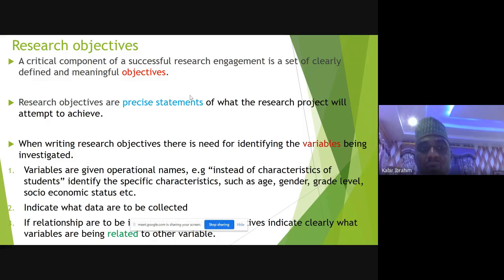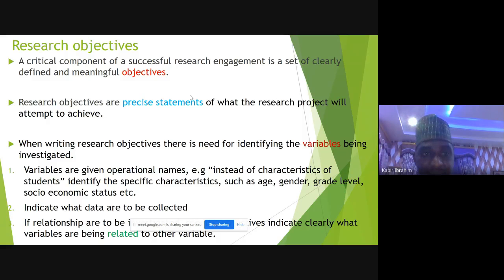And when writing research objectives, there is need for identifying the variables being investigated. What is a variable here? Whenever we say variable in research, it simply refers to a person, thing, place, or phenomenon that you are trying to measure in some way. That is the variable. So in research, you must use variables. A variable can be a place, a person or group of persons, or something that happens, like a phenomenon.